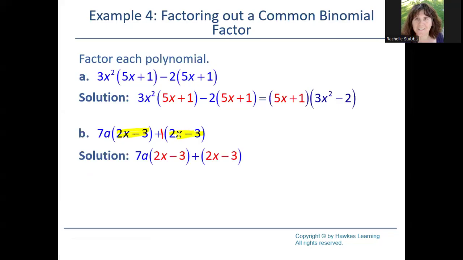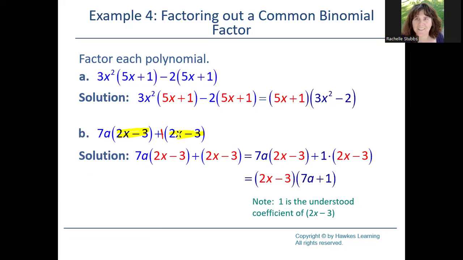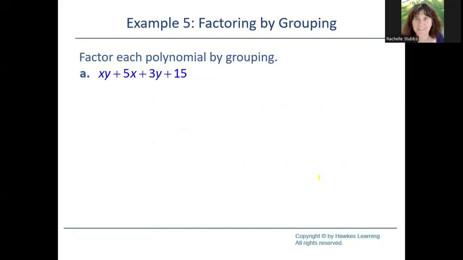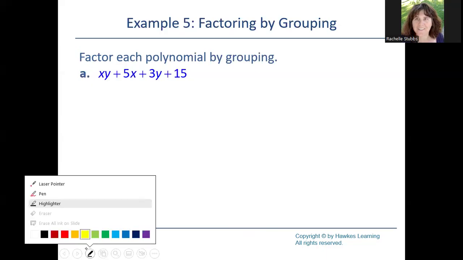So they factor that out. And what's left over? When we factor it out, it basically goes away. So what's left over? 7a plus 1. This is how we start grouping, factoring by grouping. All right, now we're getting to the real meat and potatoes of factoring by grouping. So I look at this and I go, well, the first term is 5x.